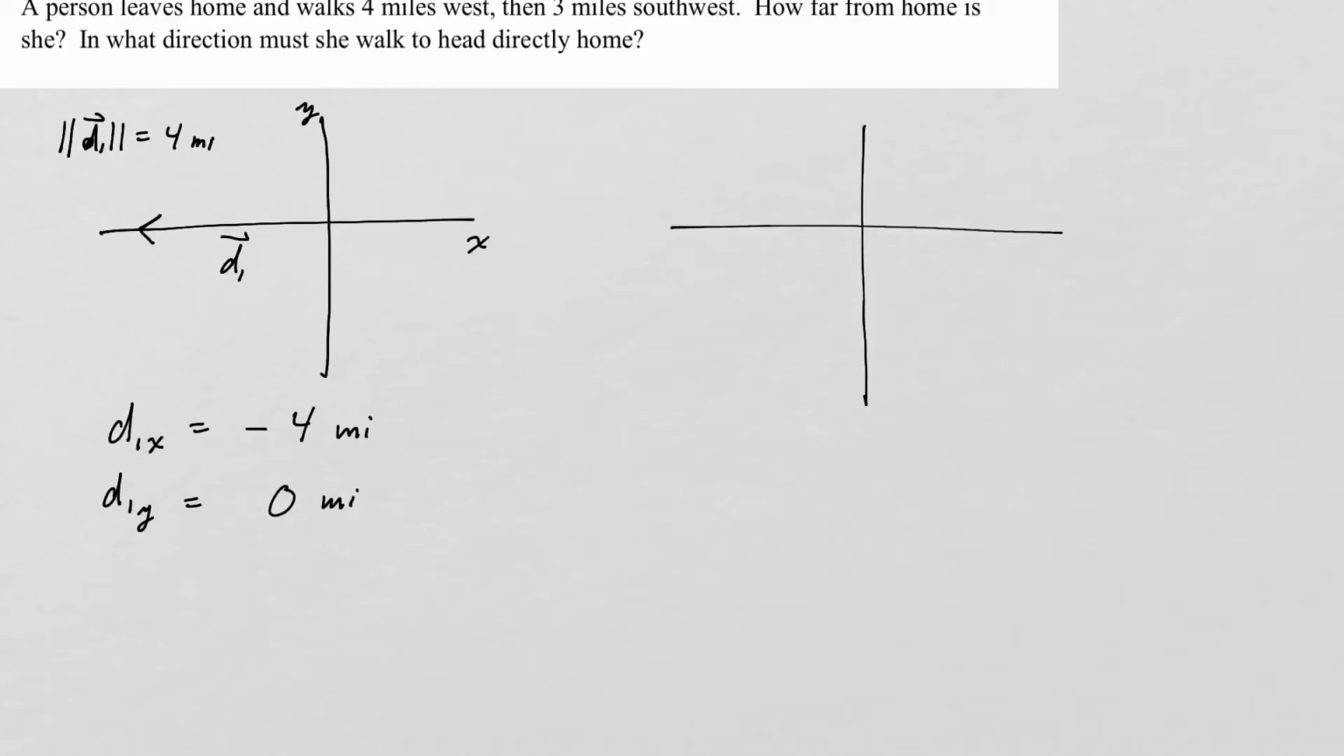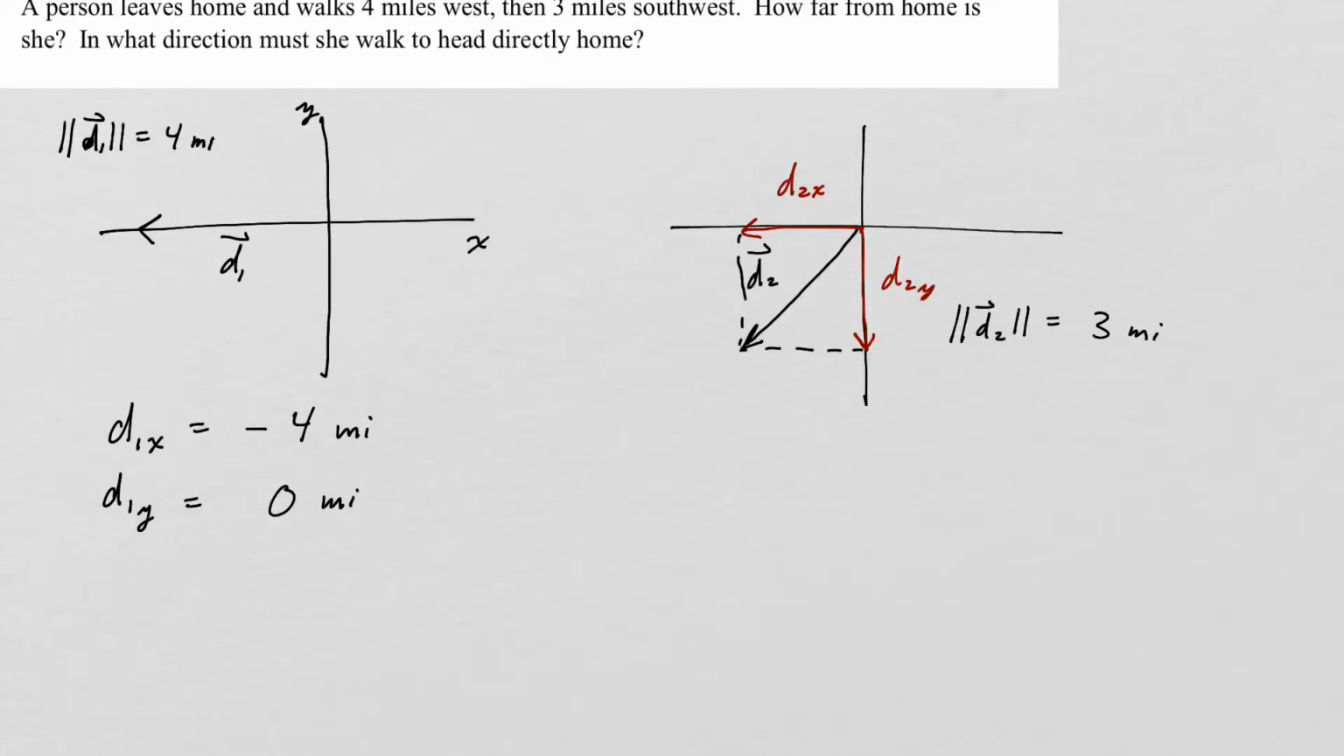Let's see, southwest would be in this direction, right? So I'll call this D2. And I know the magnitude of D2 is 3, walking 3 miles southwest. And I need to find the x and y components. So I need to find this component, which is D2x, and I need to find this component, which is D2y.